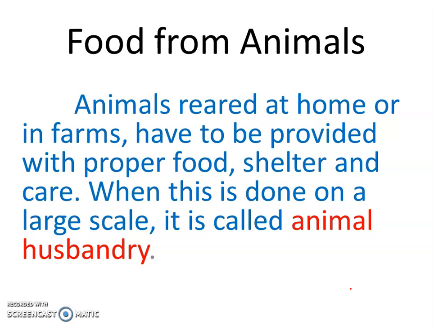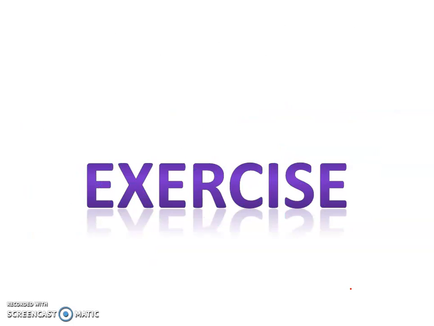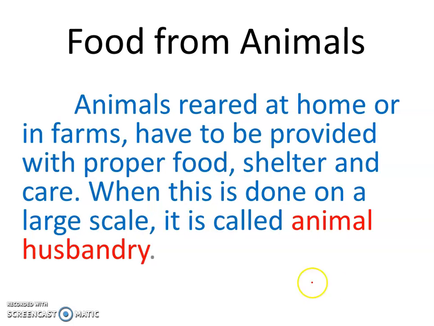Now, food from animals. The animals reared in the home or in the farm have to be provided with proper food, shelter and care. When this is done on a large scale, it is called animal husbandry. Animal husbandry means giving the proper food, shelter and care to the animals. That is called animal husbandry. Right? So this is all about this chapter.